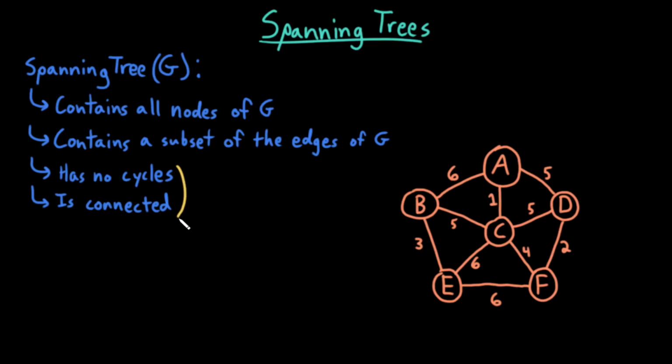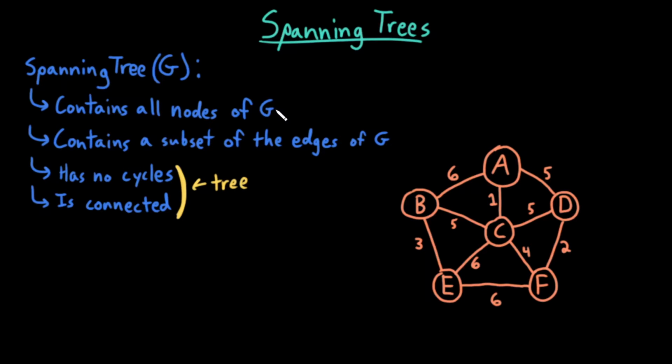These two requirements are just the definition of a tree, right? A tree is by definition a graph that has no cycles and is connected. Technically, it's no undirected cycles, but regardless, in this case we just need no cycles because we have an undirected graph. Okay, so what would an example spanning tree of this graph look like?